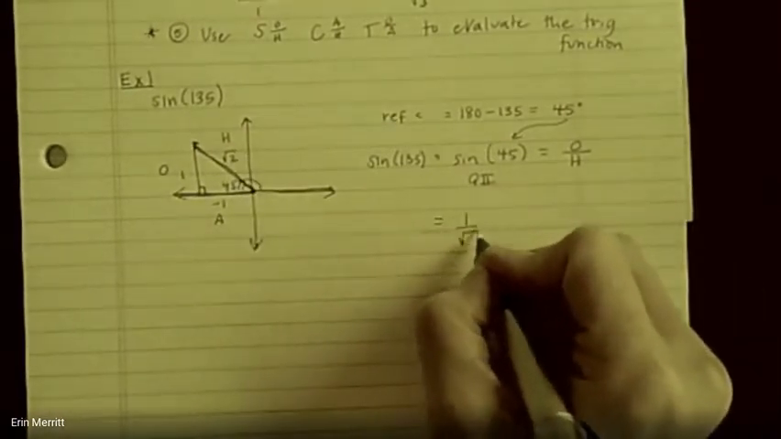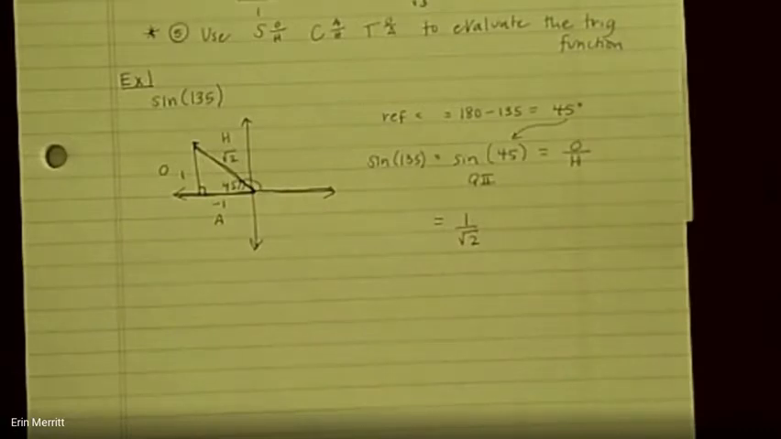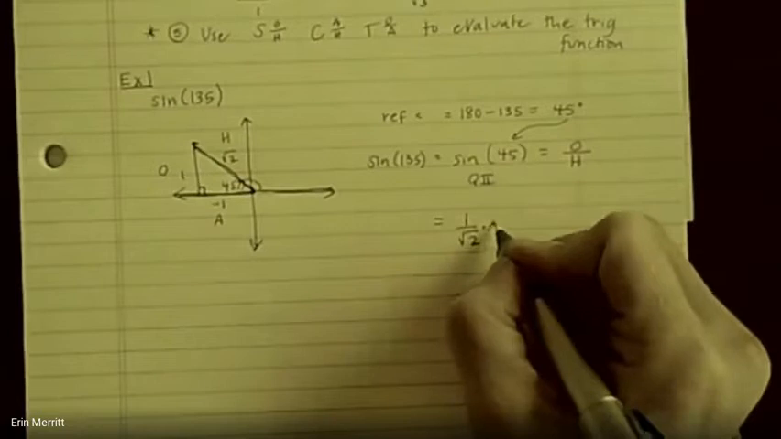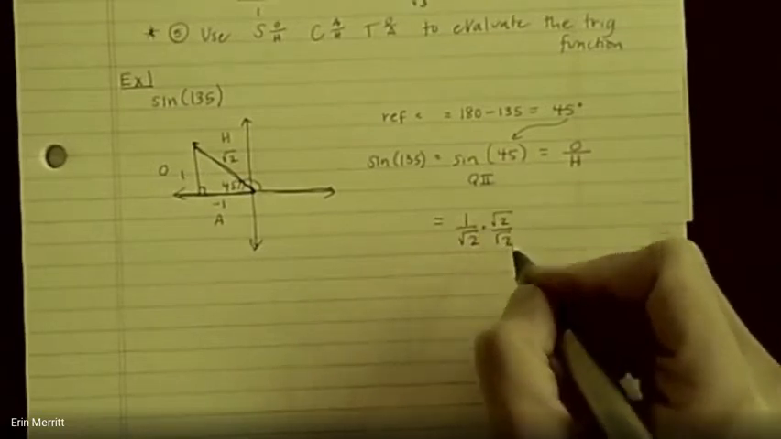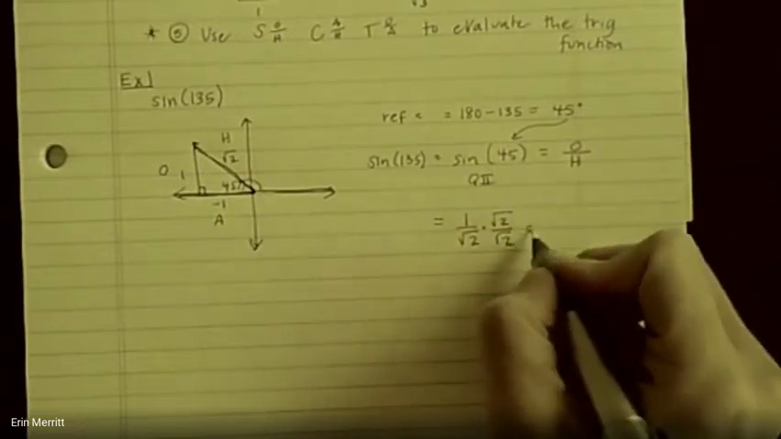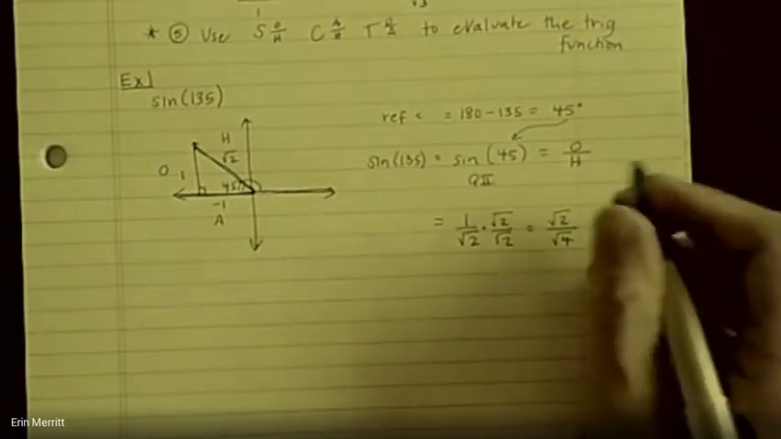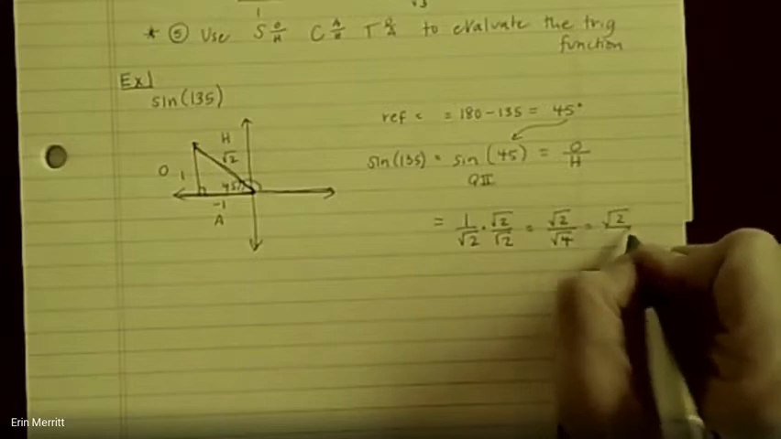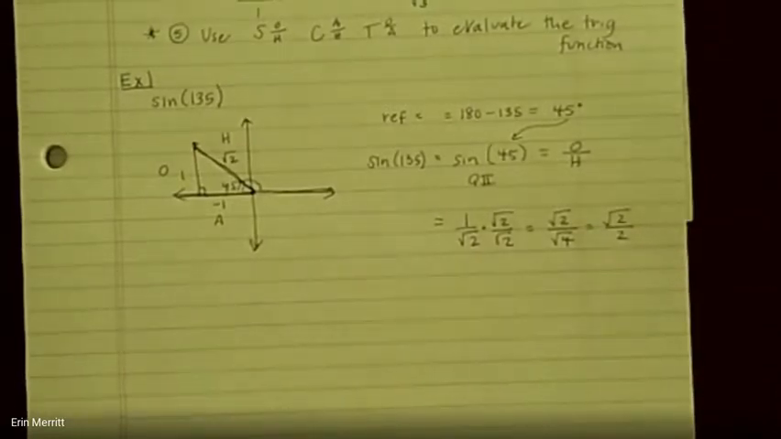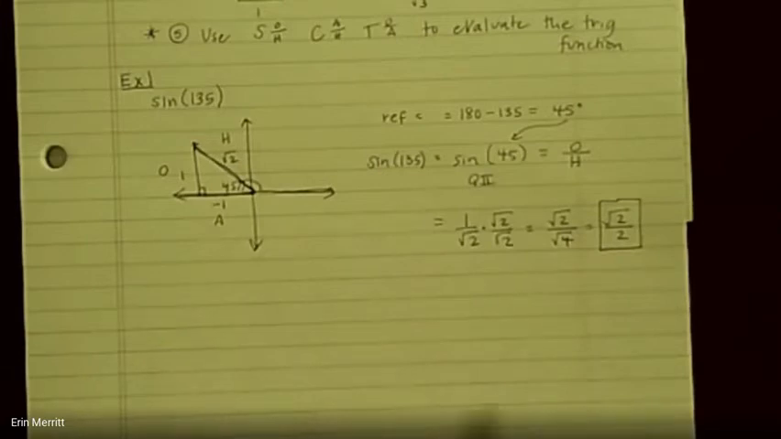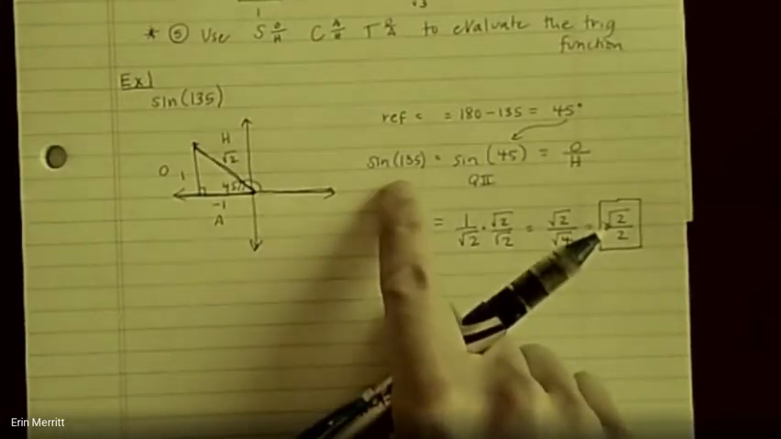So opposite over hypotenuse, my answer would then be 1 over radical 2. And then we quickly did this yesterday, or maybe it was the day before, where you have to rationalize it. So you multiply by whatever radical's in the denominator, which in this case will give me radical 2 over radical 4, which is really just radical 2 over 2. That is my nice exact answer for the sine of 135 degrees.